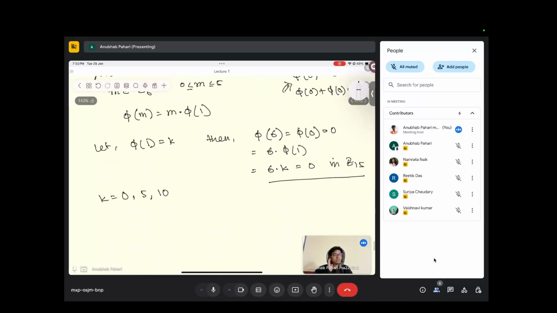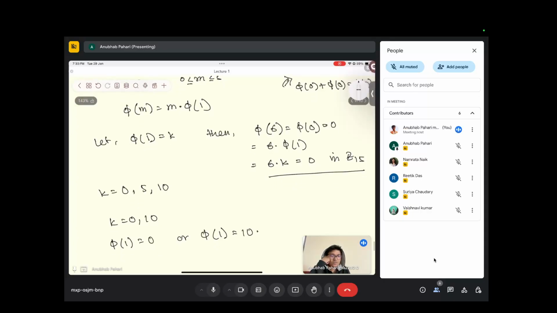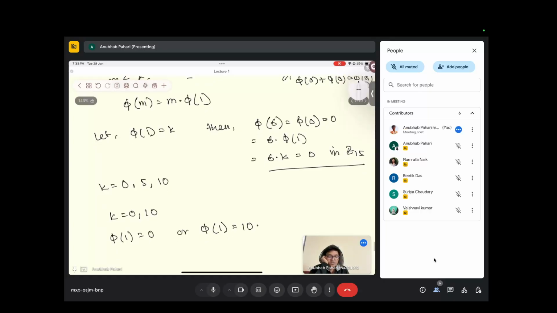So I think we have the whole picture, right? So the only possible cases are k equals 0 and 10, that is phi of 1 is either 0 or phi of 1 is 10. Now Vaishnavi, is this clear? I mean, is this what you are asking? Yes, it is clear. Okay.